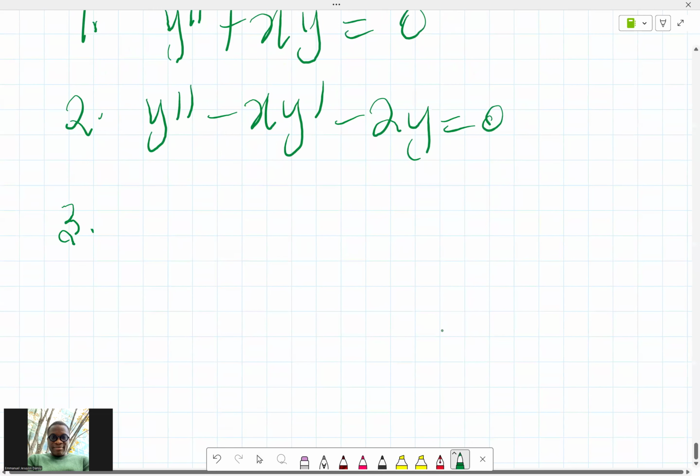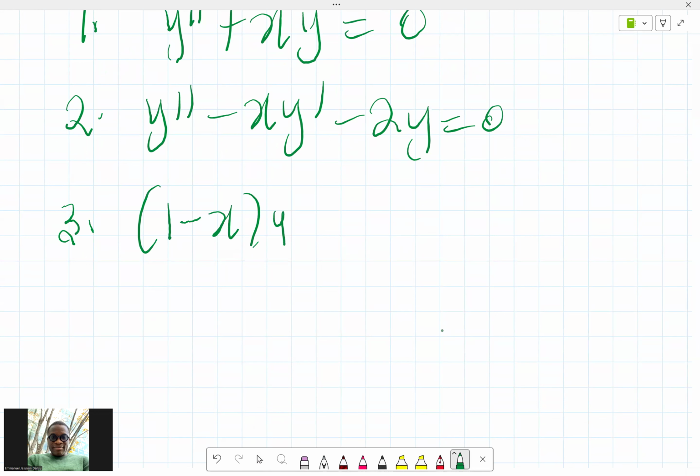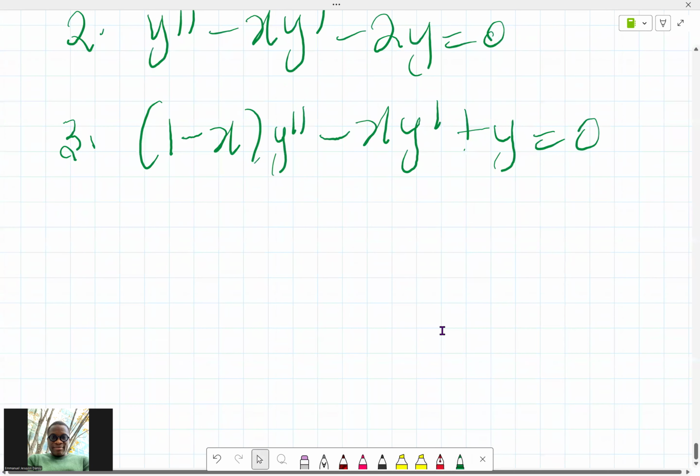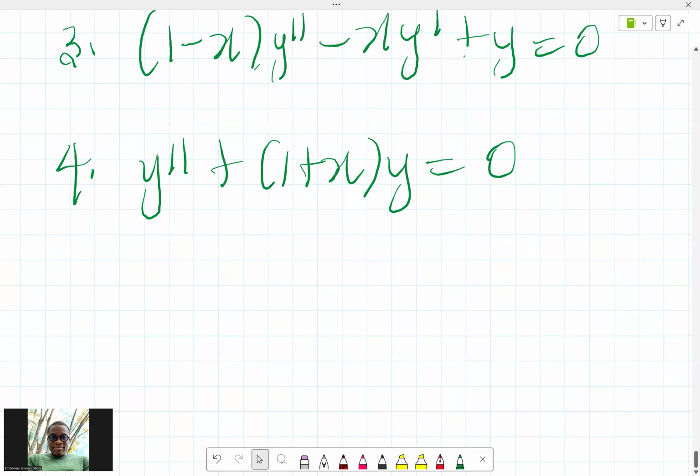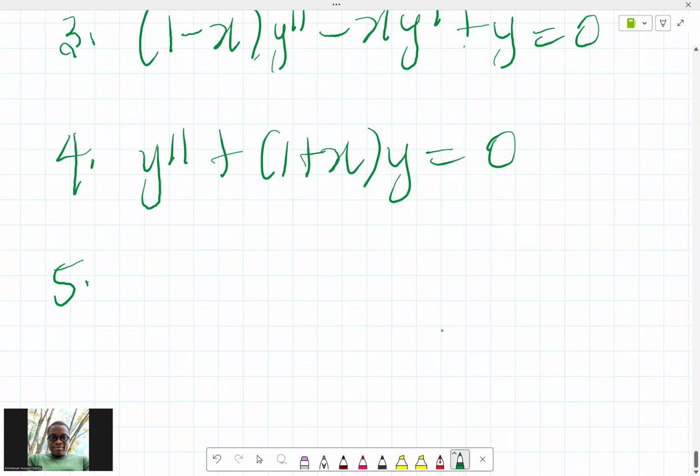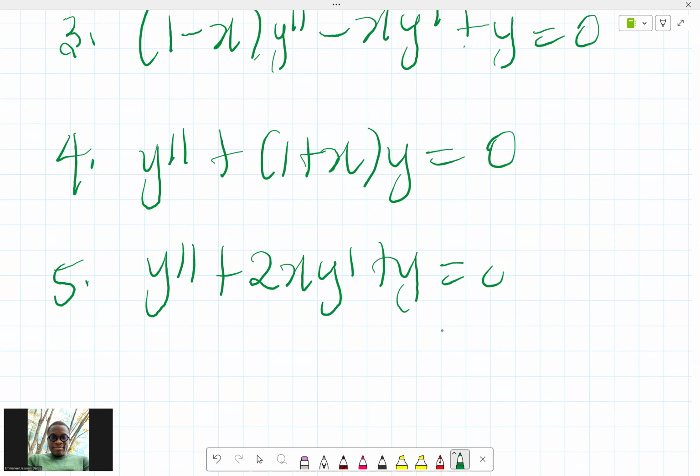Number 3, solve the following differential equation using the power series expansion around x equals 0, because that's just like what we did. So that's (1 minus x) y prime prime minus xy prime plus y equals 0. So this is going to throw some interesting dimension to your expansion by the time you are shifting powers. Then number four, y prime prime plus (1 plus x) y equals 0. Question 5, you have y prime prime plus 2x y prime plus y equals 0.